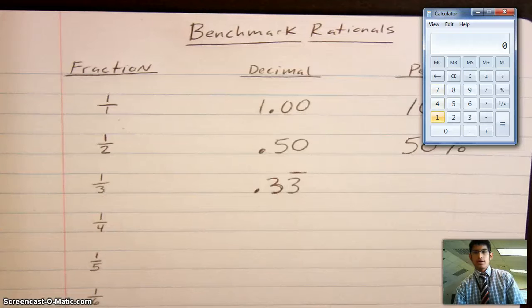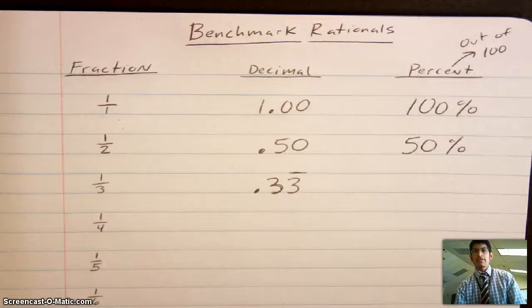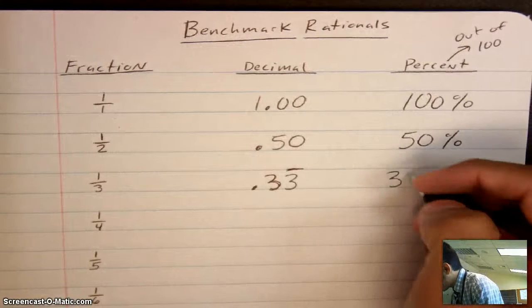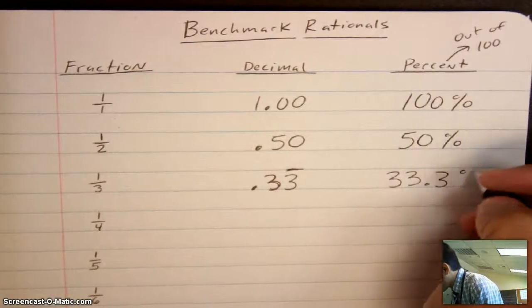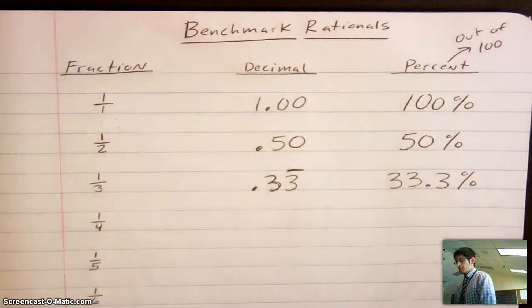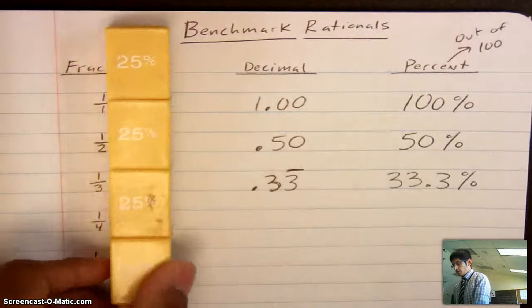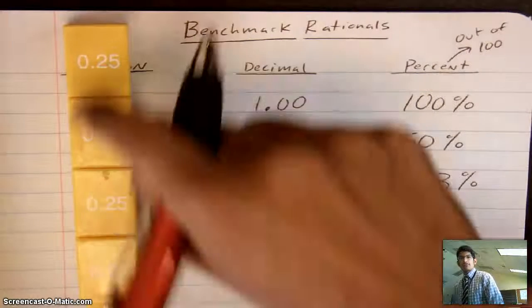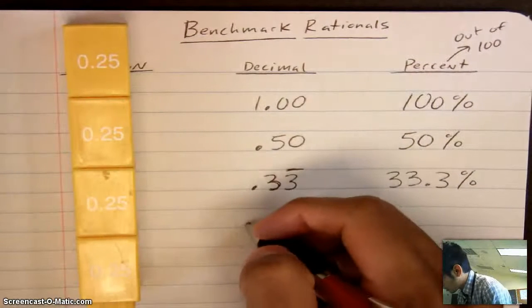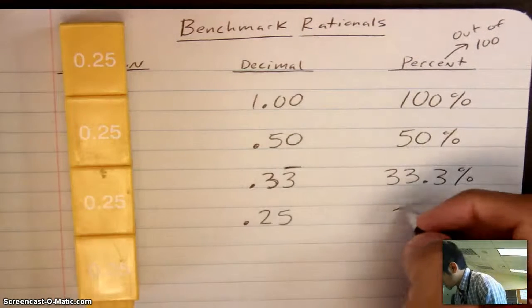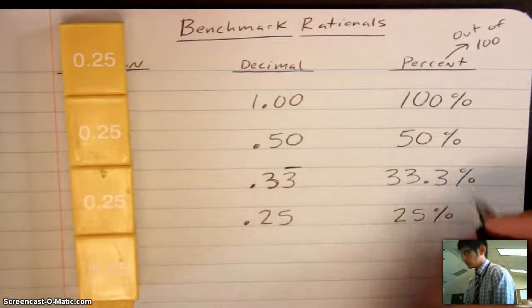Here we go. So 1/3, so 1 divided by 3, and it looks like this. A lot of 3s. So this little line at the very top means that the 3s go on forever, and we write that as 33.3%. Okay? My next one is 1/4. That is my yellow block here, and 1/4 makes up 25 cents. We usually say 1/4 is a quarter because a quarter is 25 cents. And we're going to write that as 25%.